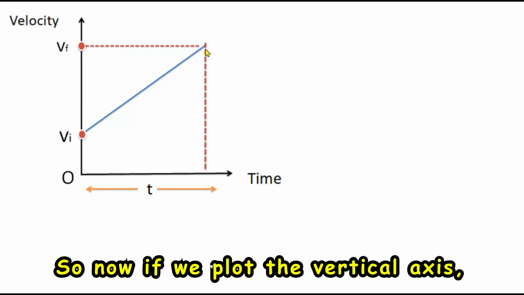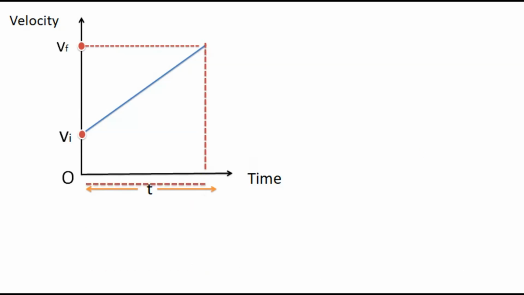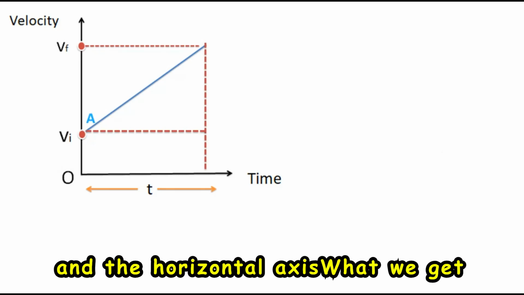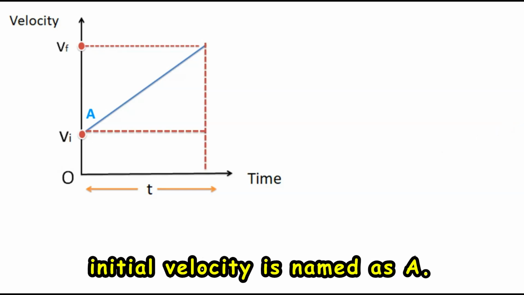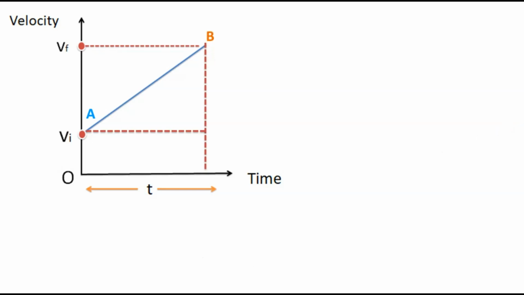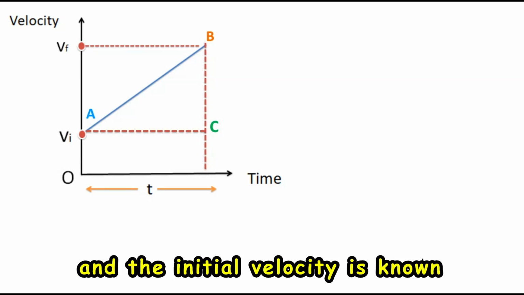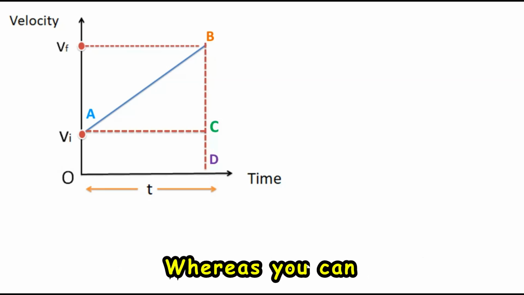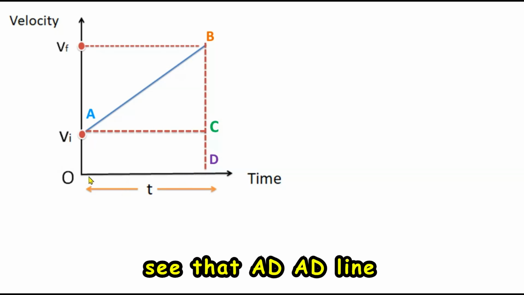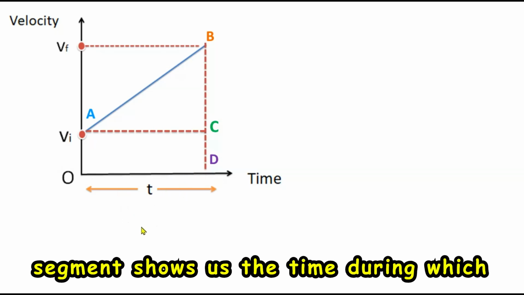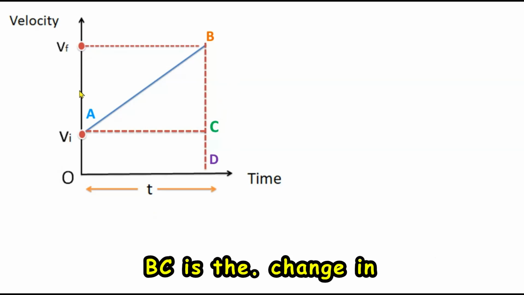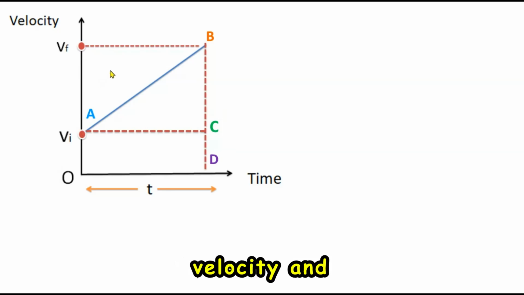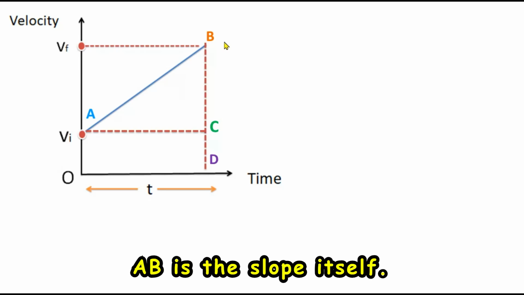So now if we plot the velocity on the vertical axis and time on the horizontal axis, what we get, after naming with some alphabets, is this: the initial velocity is named as A. We are naming the slope as AB, and the initial velocity is known as AC, whereas you can see that the AD line segment shows us the time during which the body has accelerated. BC is the change in velocity and AB is the slope itself.